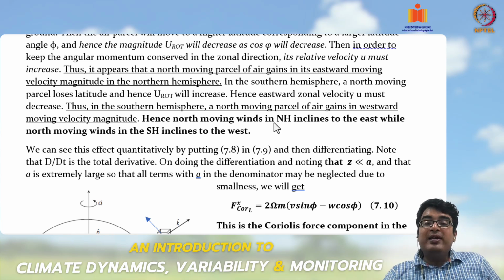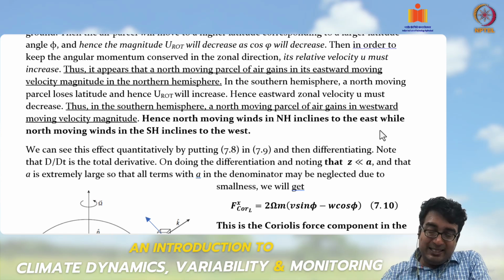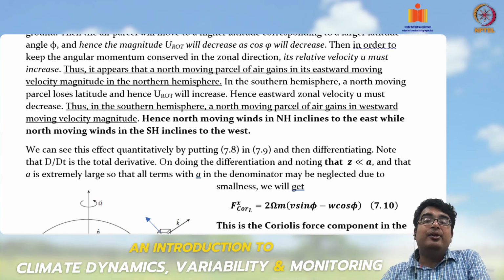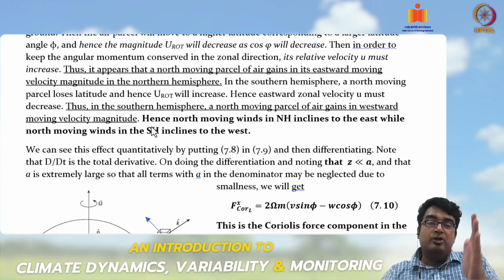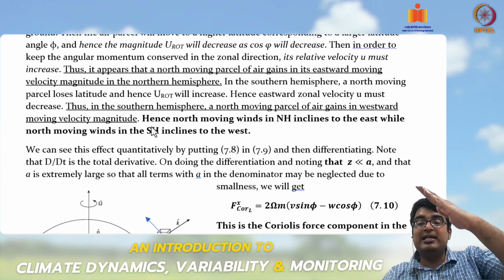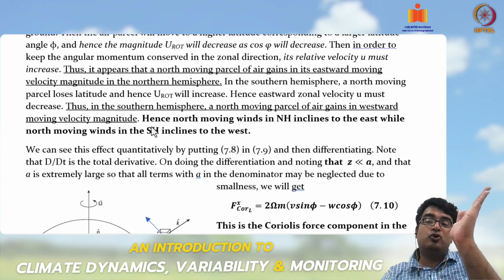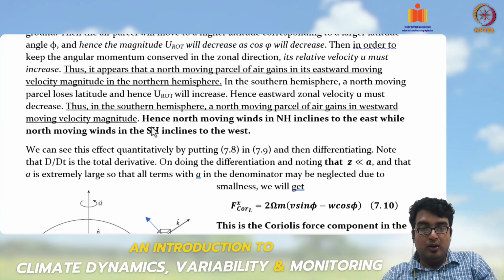Hence, north moving winds in the northern hemisphere incline towards the east naturally, while a north moving wind in the southern hemisphere inclines towards the west. So in the northern hemisphere, wind moving northwards goes towards the east. In the southern hemisphere, wind moving northwards goes towards the west. Okay.